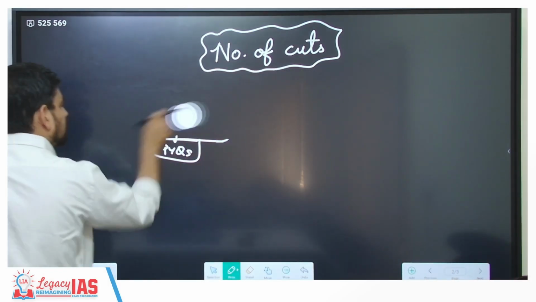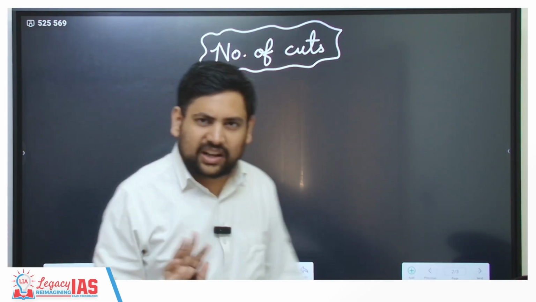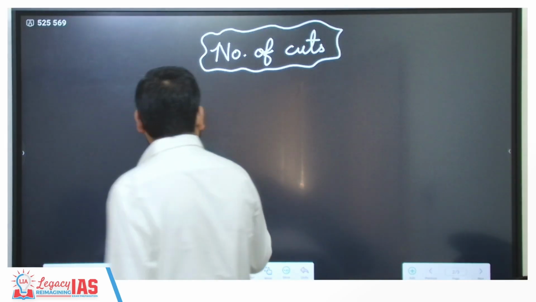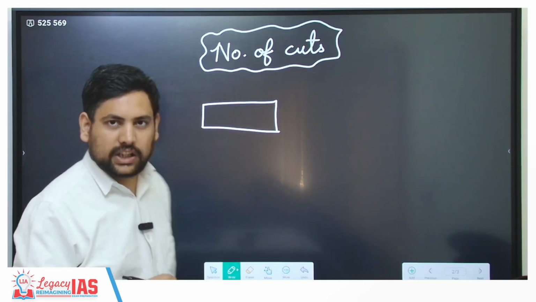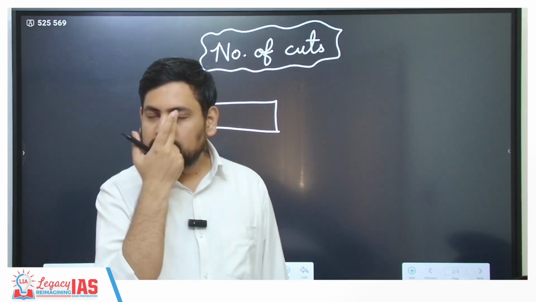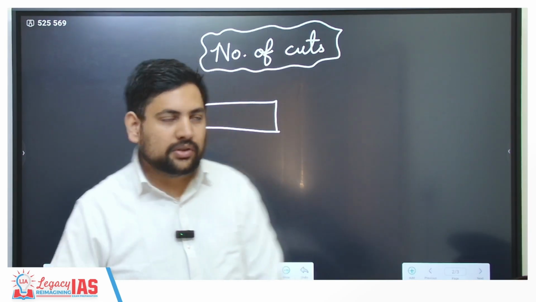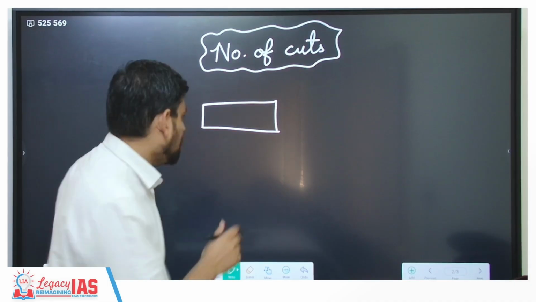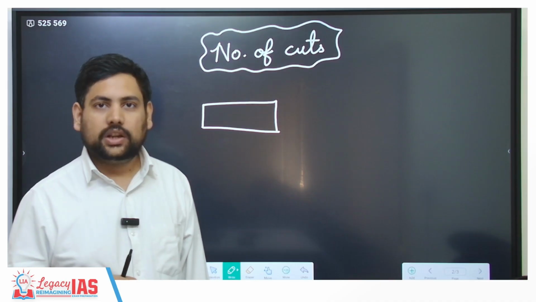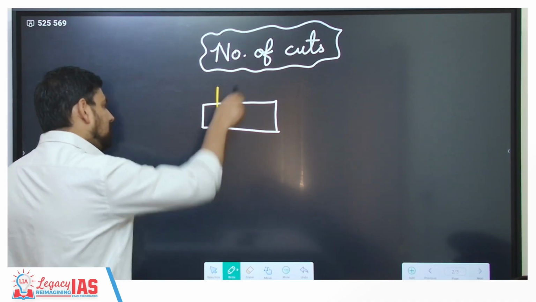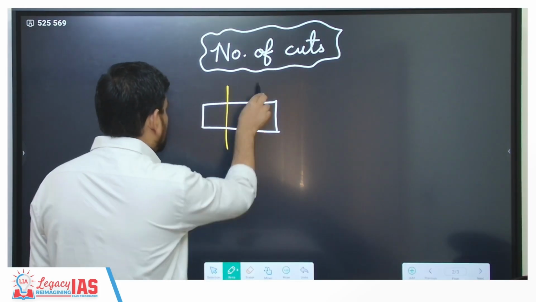So what we have to see today is the number of cuts. Just understand it very simply. For example, let's say I have a chocolate like this. Now, two of you come to me and say, sir, we also want equal chocolate as you. So what do I have to do? I have to divide this chocolate into three parts. How many cuts do I need to make? I need to make only 2 cuts. If I make 2 cuts, I divide it into 3 equal parts.